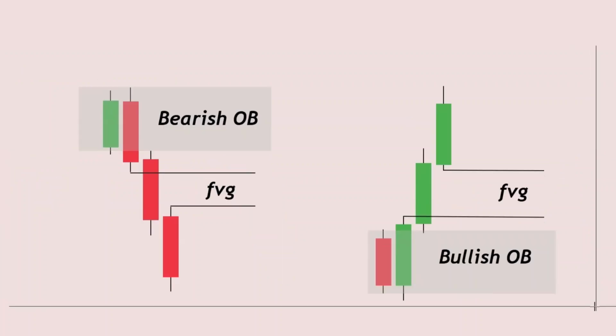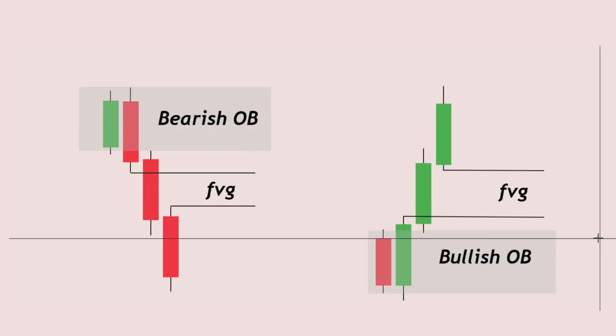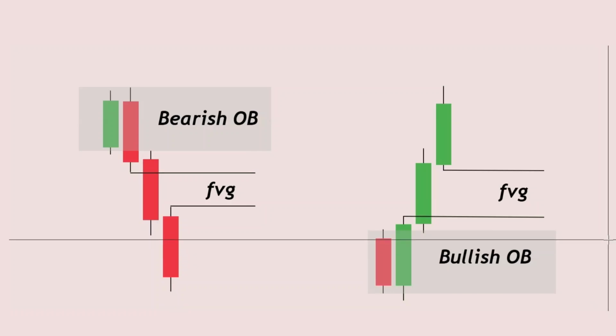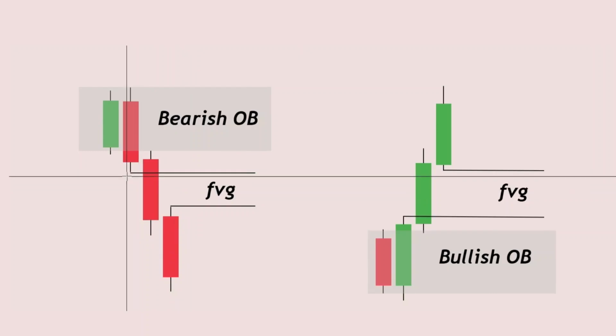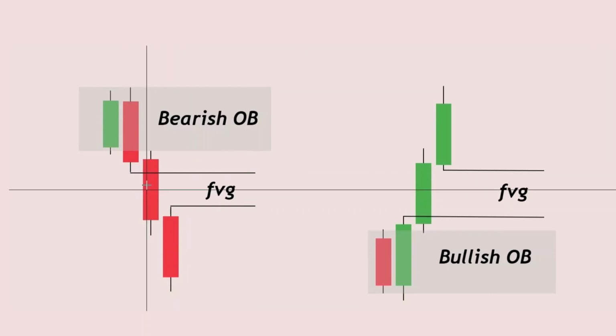Moving to the next part, identifying order block and fair value gap. Most traders find difficulty identifying order block and fair value gap. For me, this is the easiest thing to find, because fair value gap is simply the price displacement on a large scale.